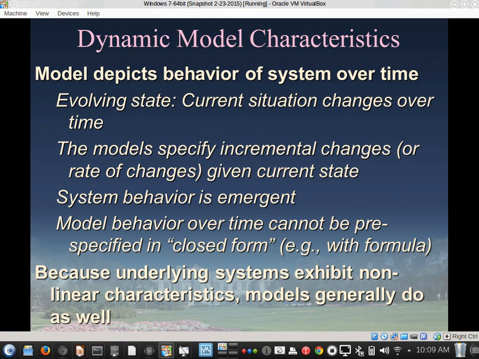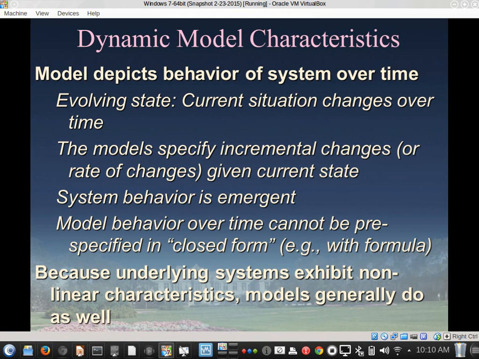So what do these models look like? Well, they depict the behavior of a system over time. So there's evolving state. Every person in the model is evolving. Some of them may eventually emigrate or die. Some may be born. But there's an evolving state consisting of all these people in the model, each being in some status with respect to pregnancy, with respect to job status, with respect to their family environment, etc. And the model's evolving that over time.